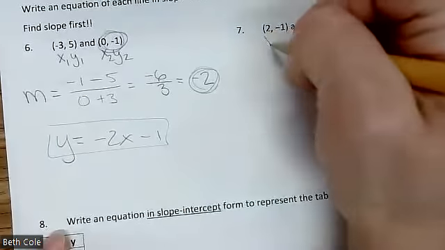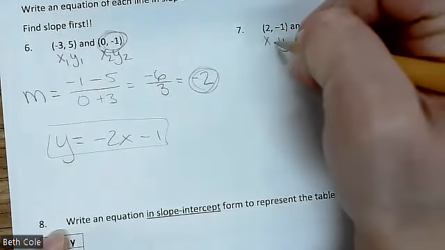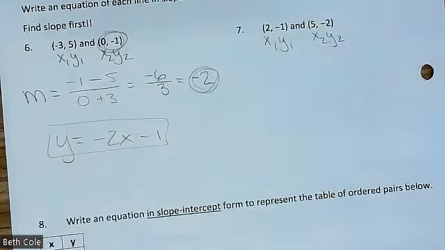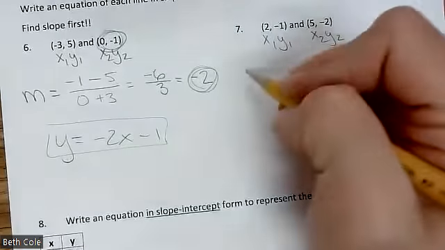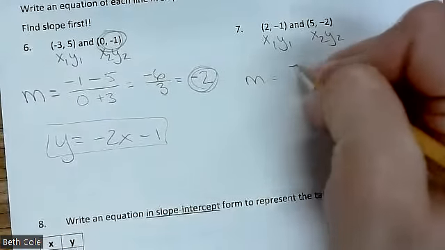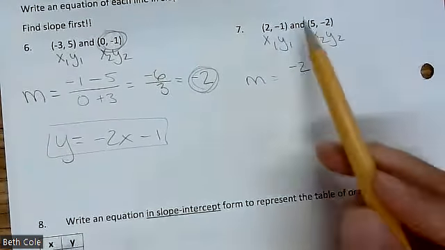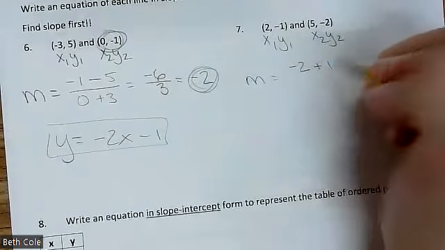Let's try that again. Go ahead and label these points, x, y, 1s and 2s. When you plug into your slope formula, which number is going to come first? X2, Y2. Y2. So it'll be -2 minus -1, which would be +1.